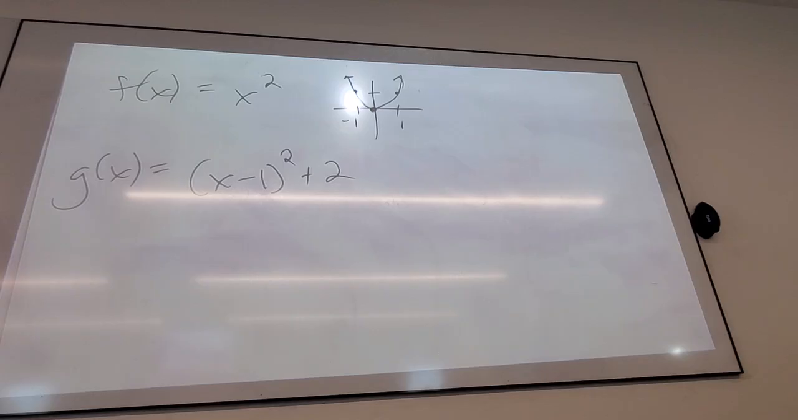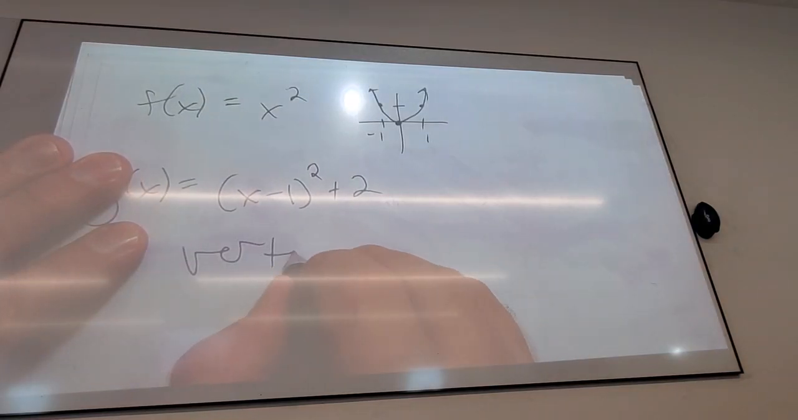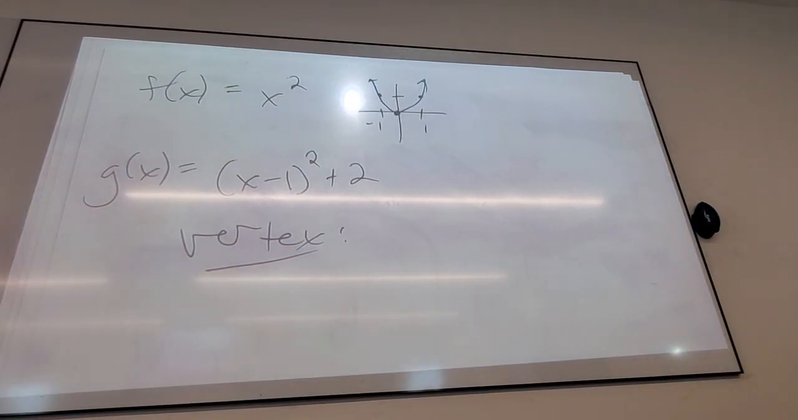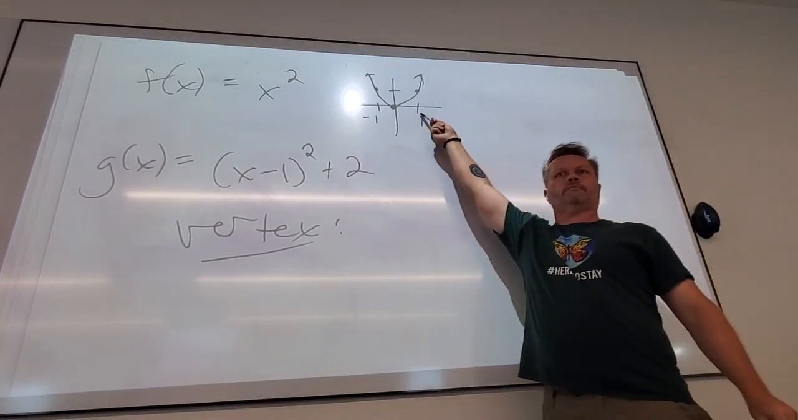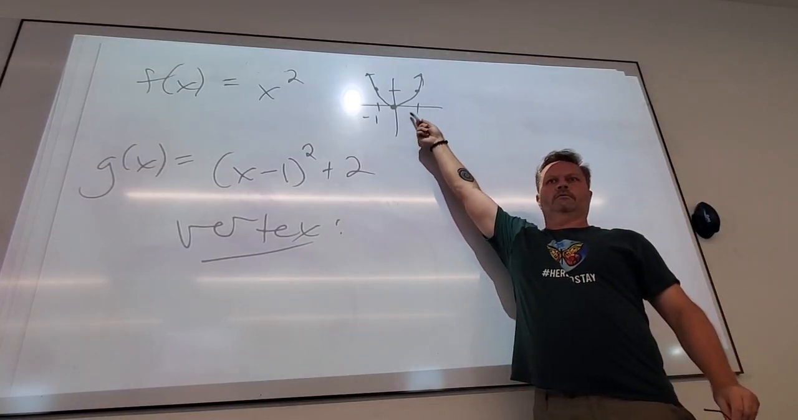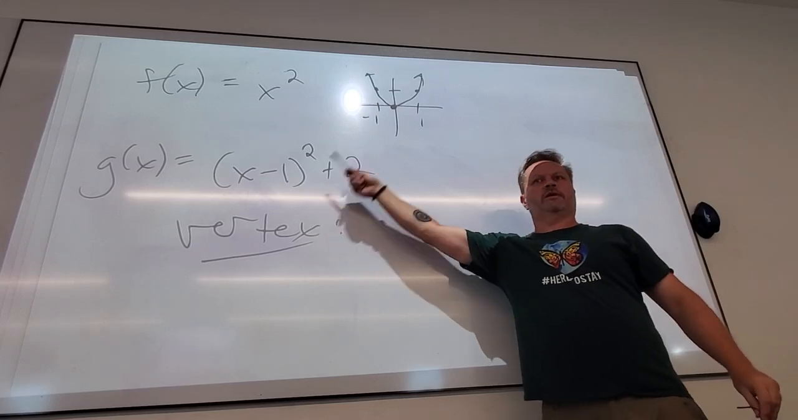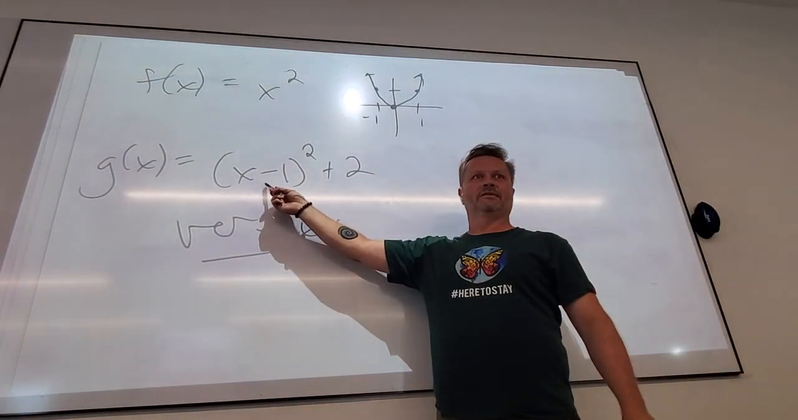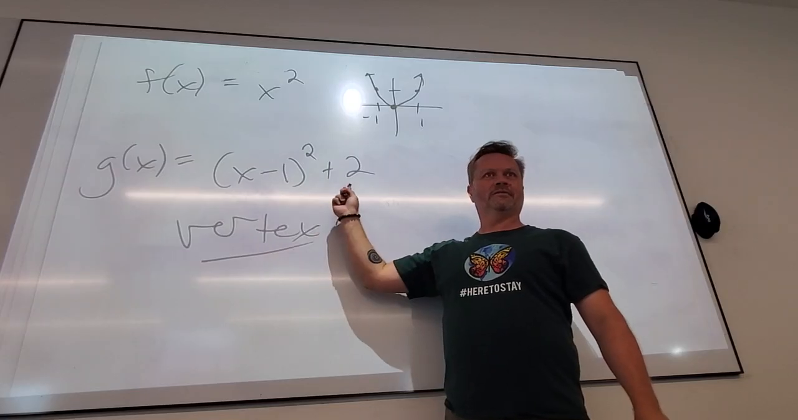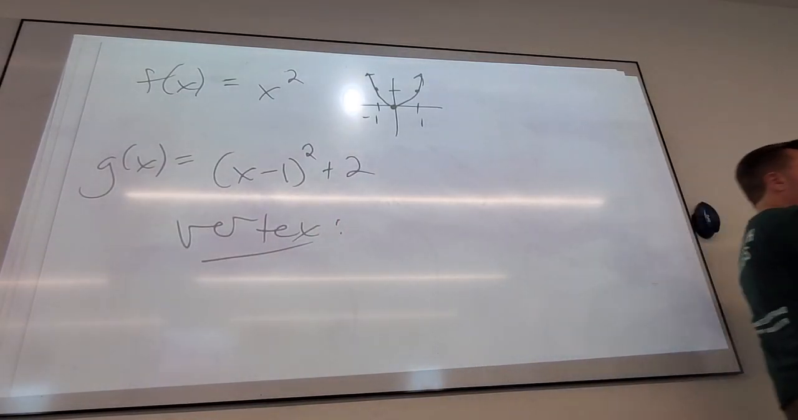So can anyone tell me where the vertex is for this? Without graphing it, without doing any other work, where's the vertex? Where did it start? Before I applied any transformations, where was it? 0, 0. How did it move? Right 1. So where is it now? 1, 2.